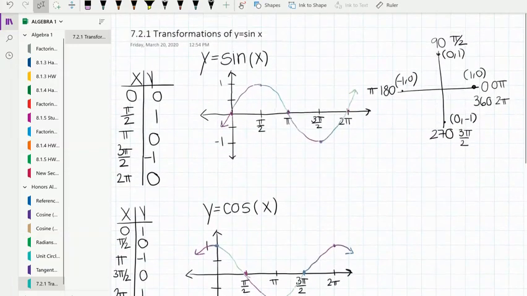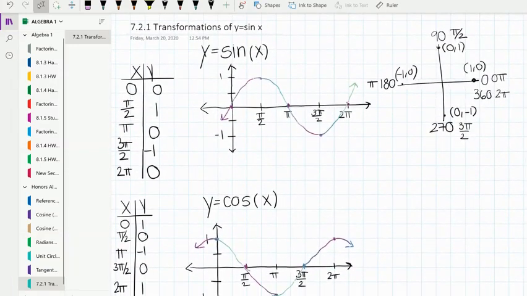Welcome back. So this video is going to be a little bit longer just because this is kind of a lengthy section with transformations. So the title is called Transformations of Sin x, but I'm actually going to be talking about both sine and cosine. So I already graphed the parent functions for sine and cosine, and I'm just going to do a quick refresher on how I got this.